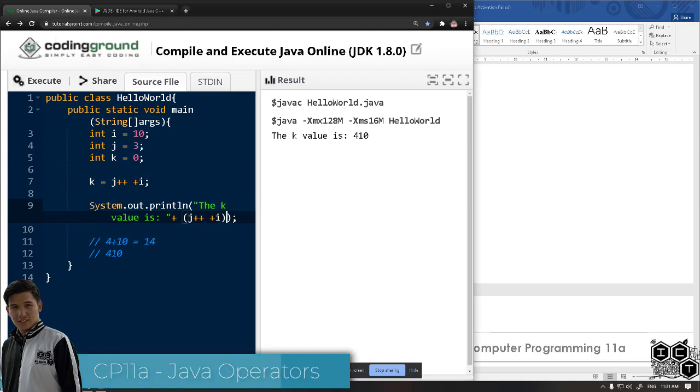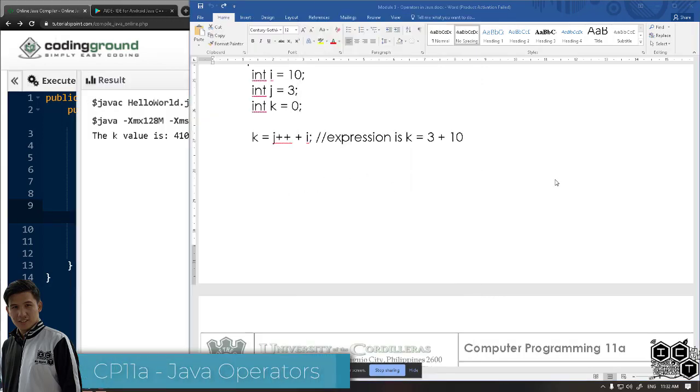Yun yung problema sa Java pero masasanay din tayo. Pagka ganyan, ang sagot na dyan is 4 plus the value of 10, or value of I, which is 10. So, 14. Pero yung kanina, yung ganyan, kinombine niya lang. 4, tapos 10. So, 410. Yun yung medyo weird sa Java talaga.